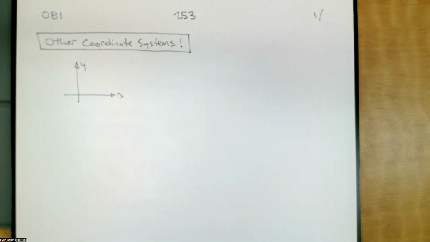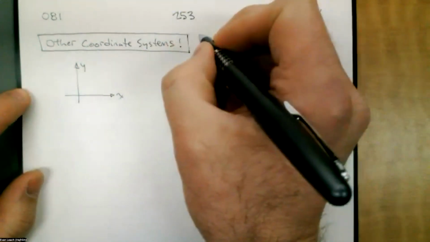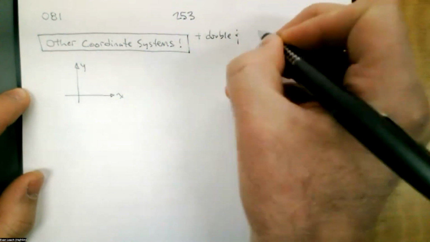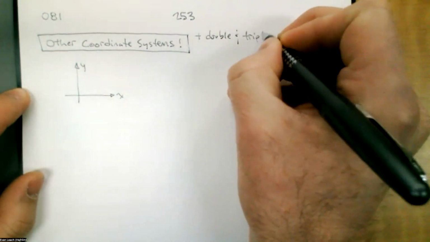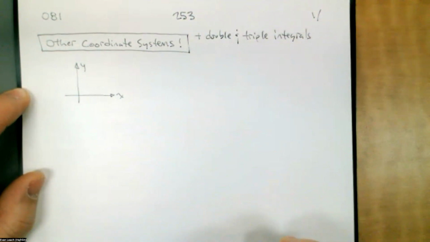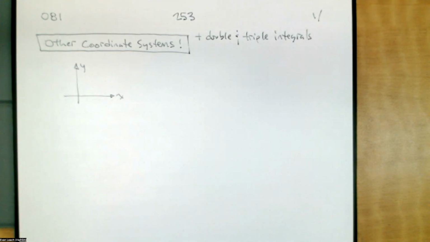Today we want to introduce some other coordinate systems. In particular, we want to relate this to our work with double and triple integrals. So this is other coordinate systems plus double and triple integrals. We're going to start describing R2 in a slightly different fashion. That is with polar coordinates.